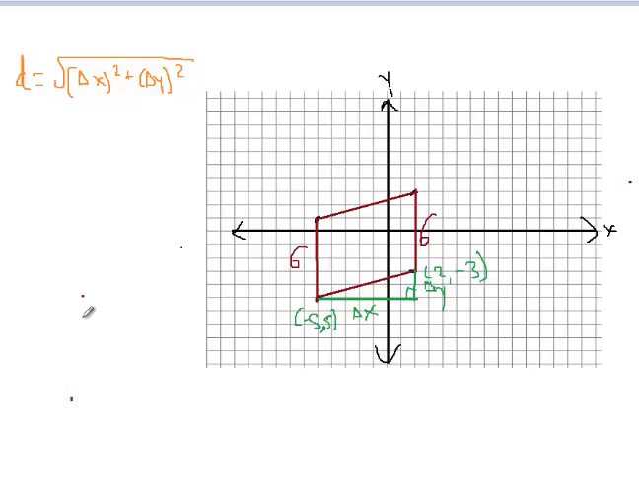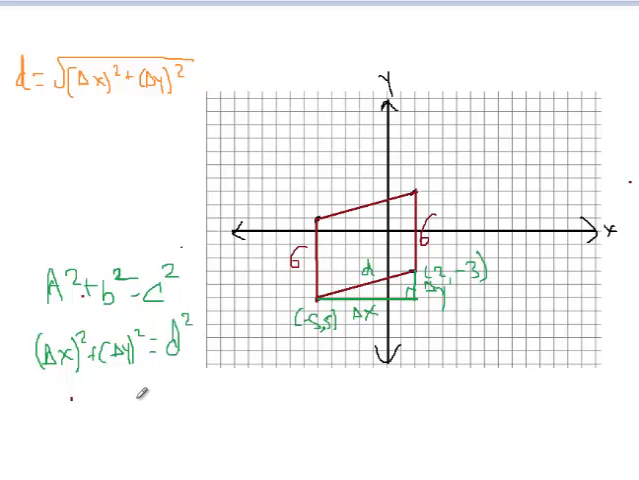Now, the Pythagorean theorem in general is a squared plus b squared equals c squared. Now you don't know what this is, so we'll call this d because it's the distance of this line, the maroon one that we're trying to get. So in this case, a squared is, let's say, this line, so it's the change in x squared. This line, the vertical one, is the change in y squared equals, well, d squared, because that's the hypotenuse.